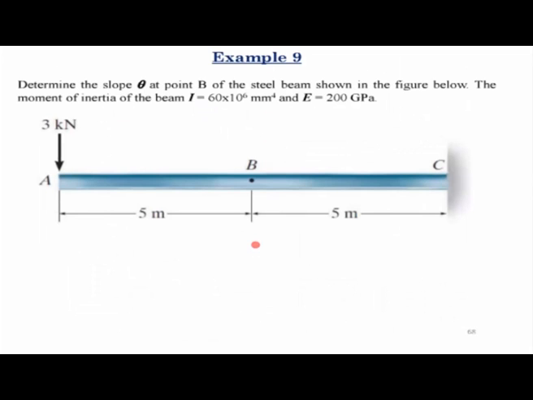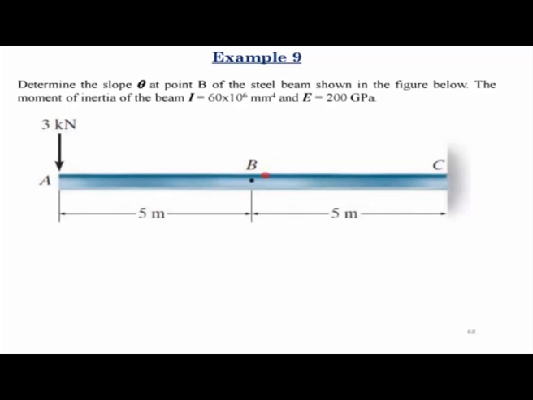Now we'll take an example of a simple cantilever beam which is applied to a load of 3 kilonewtons. What we have to determine here is the slope at point B, that is the midpoint of this cantilever beam. The I and E values of the beam are provided. I is 60 into 10 to the power 6 and E is 200 GPa.